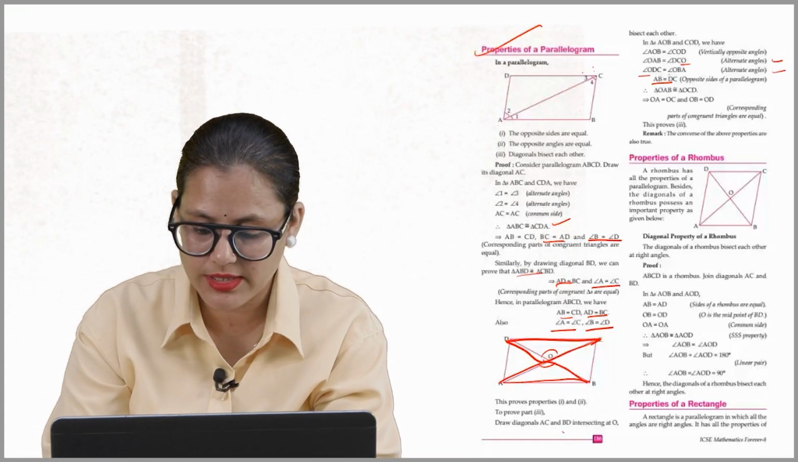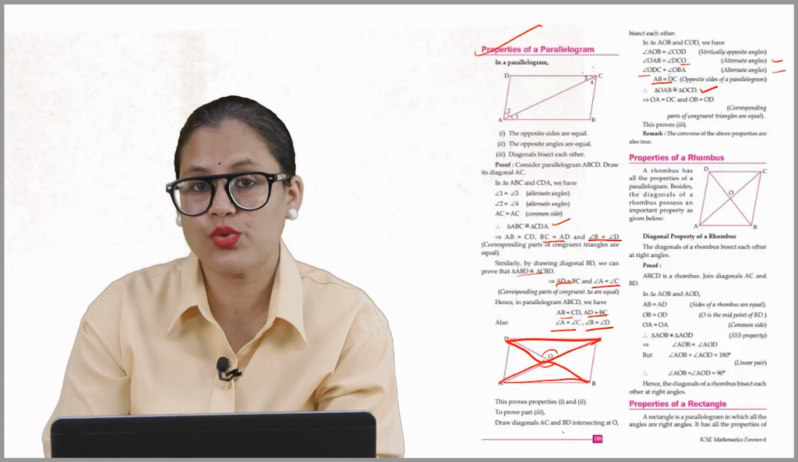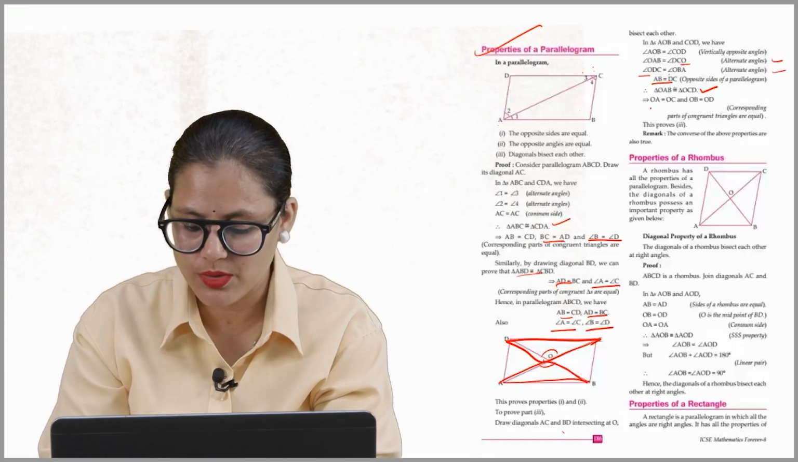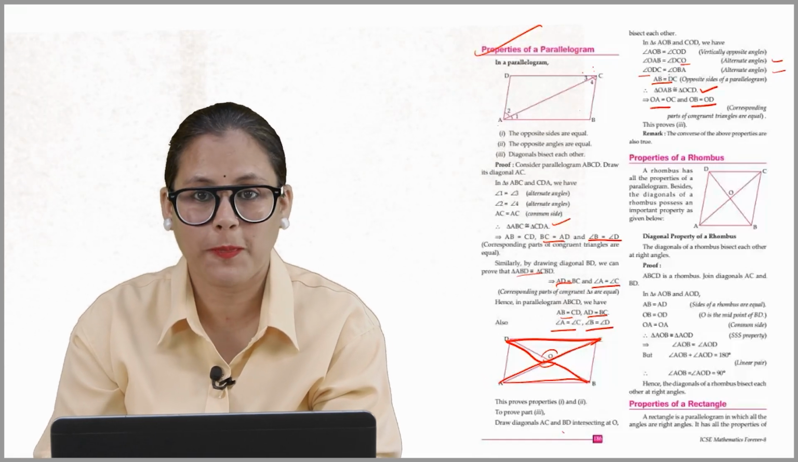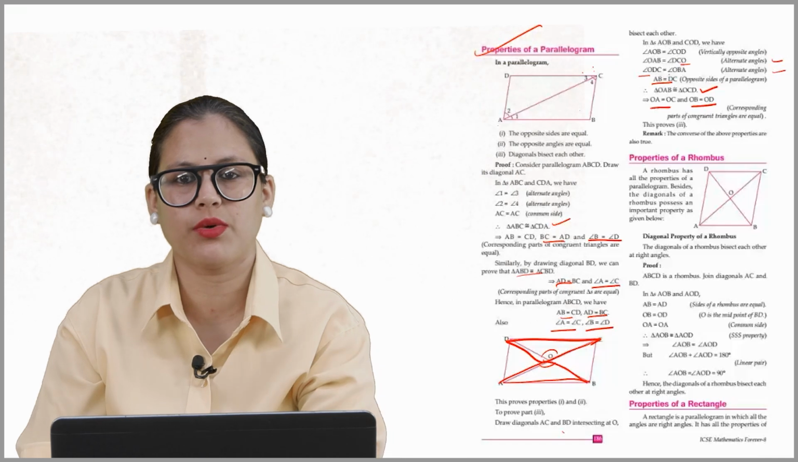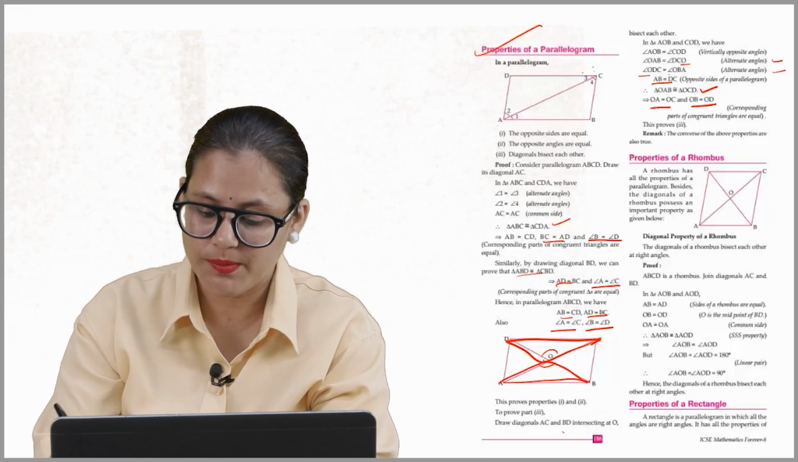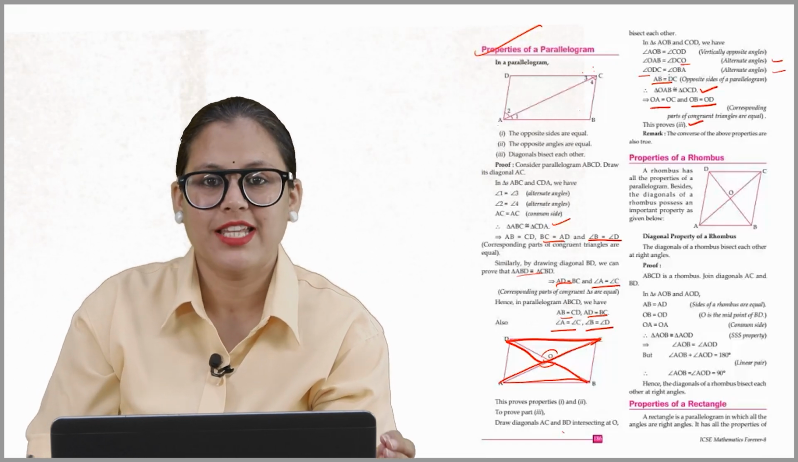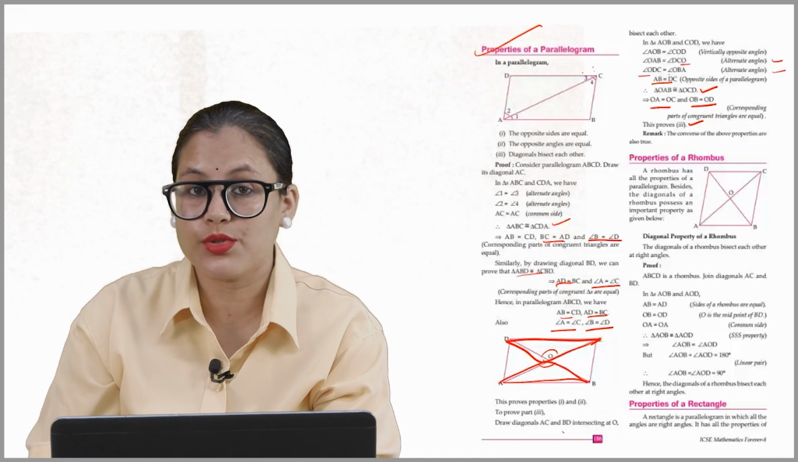Therefore, these two triangles are congruent, and if these two triangles are congruent, then OA is equal to OC and OB is equal to OD, because corresponding parts of congruent triangles are equal. This proves part 3. Remark. The converse of the above properties are also true.